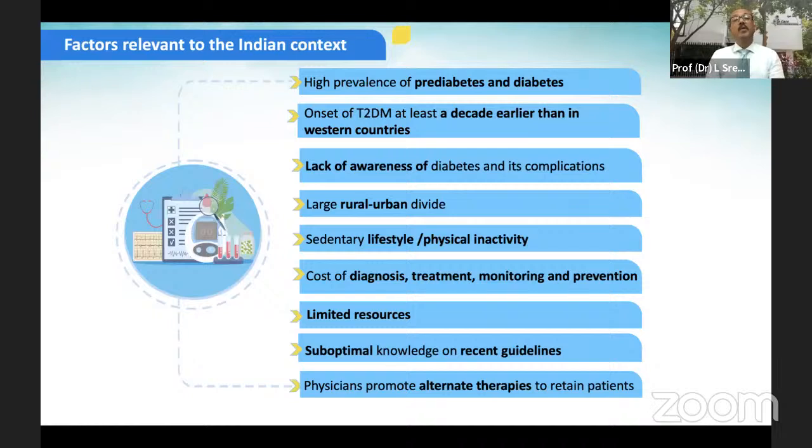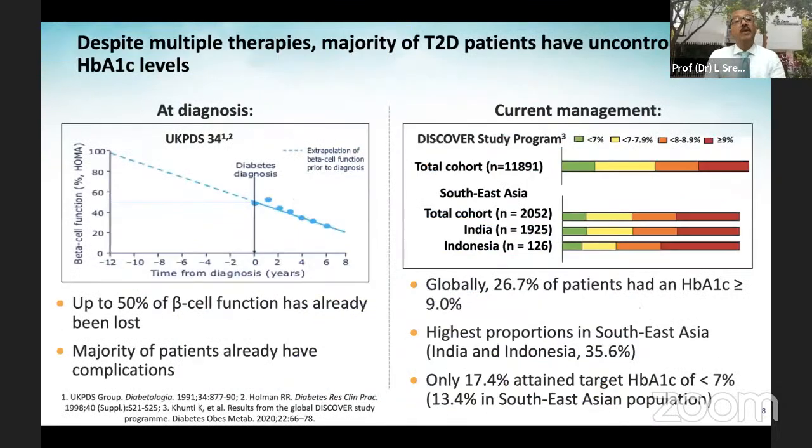In India, we have some peculiar problems with high prevalence of pre-diabetes, which I just showed, onset of diabetes at least a decade earlier compared to the Western population, lack of awareness about diabetes, a large urban-rural divide, sedentary lifestyle, which all of us are moving towards, then the cost of diagnosis, treatment, monitoring, prevention is again out-of-pocket, unlike in the West it's not supported by insurance, and there are limited resources settings, suboptimal knowledge about the guidelines for treating physicians, and physicians promote alternate therapies to retain patients. This is a sad part of our practice, which has come up quite recently.